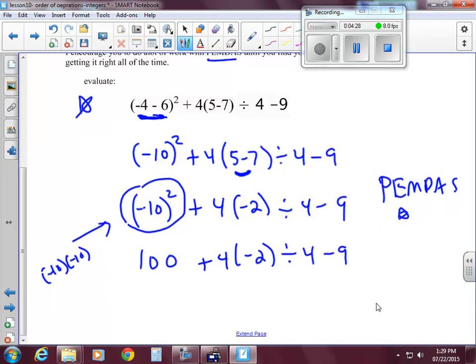Now, PEMDAS says that we have to take care of multiplication and division before addition and subtraction, and that we must move left to right over multiplication and division. So I put my eyeball on this, multiplication and division, and know that I'm going to move left to right over that information. So let's practice. So 4 times negative 2 is negative 8.